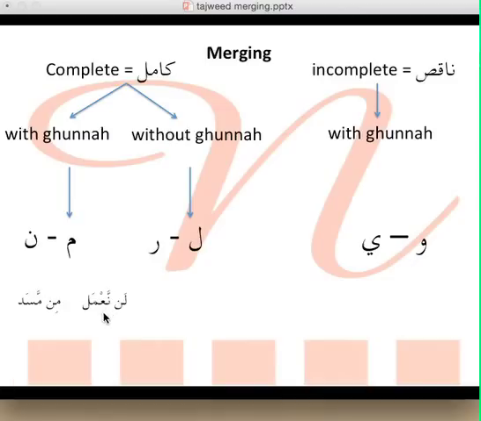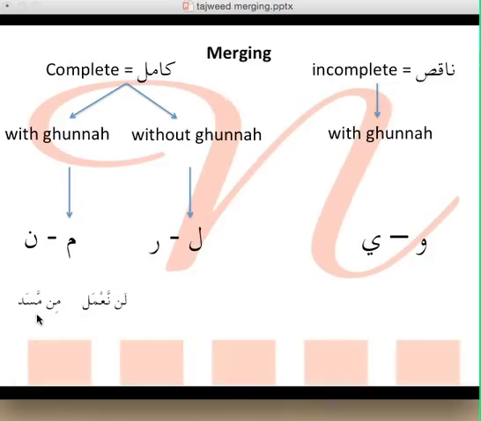Why? Sorry, the ghunna. Why? Because the second noon still has its ghunna, so we have to read it. It's like we have two ghunnas here: ghunna for the first noon and ghunna for the second noon. The first noon goes completely with its ghunna. That's why it is complete. The second noon is part of the word, so we have to read the ghunna of this noon. So we read it لن نعمل, لن نعمل.